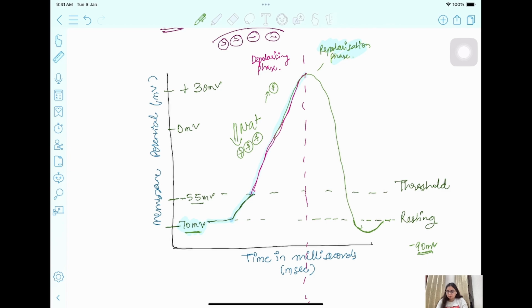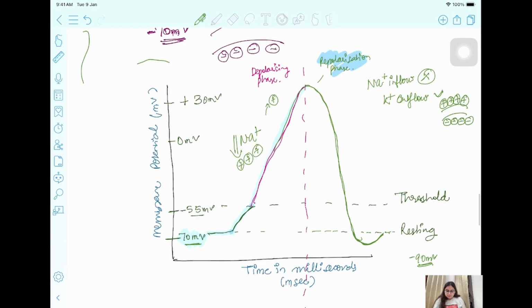In the repolarizing phase, the sodium inflow stops and the potassium outflow begins, which means now the inside of the cell will become more negative and the outside will become more positive. Then the membrane potential comes back to its resting phase, which is minus 70 millivolts.